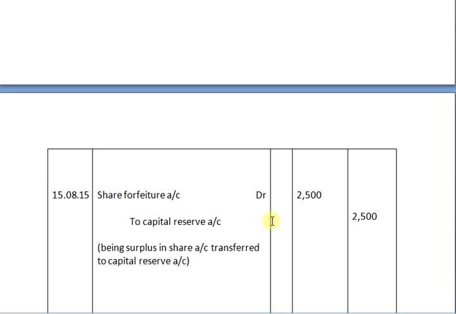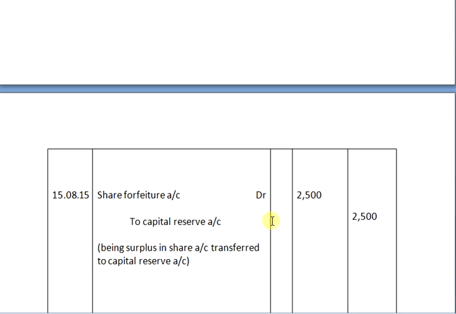Listen here. We have seen various installments. The first installment is on application. On application, we have 2 journal entries. First is the received journal entry. Next is the transfer. Received means what happens? Bank account debit to share application account. Transfer means share application account debit to share capital account.